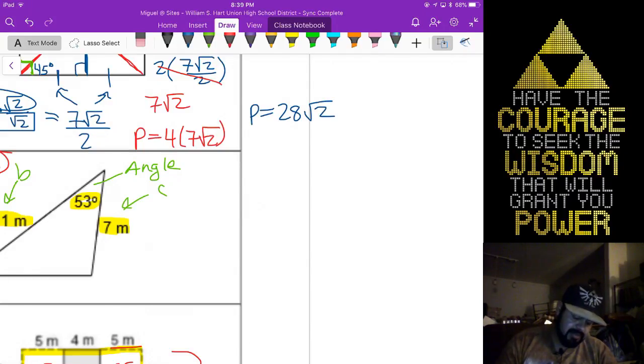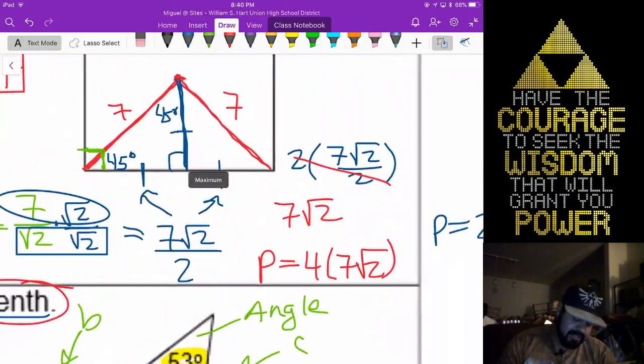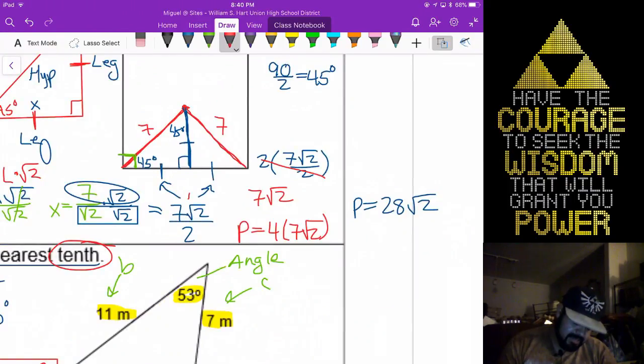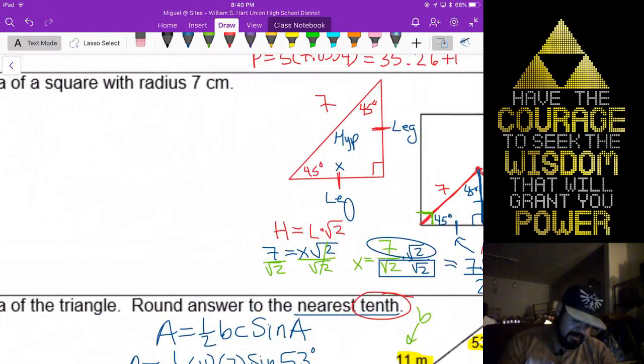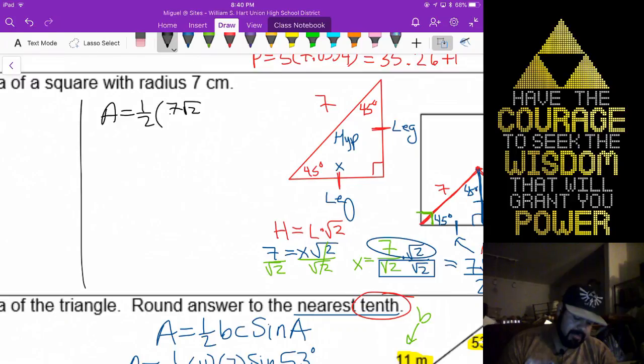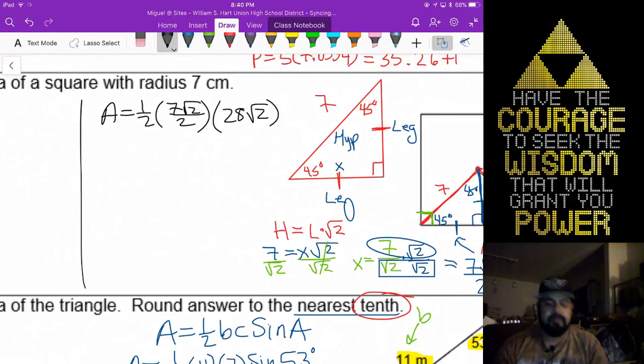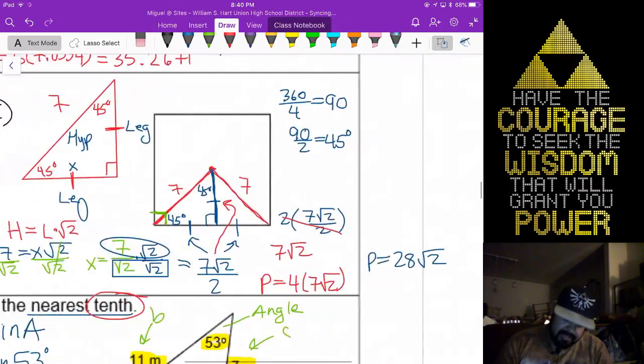We have my perimeter. Do we have the apothem? Technically we do, because remember those sides are equal. So that means that this is also 7 rad 2, all over 2. So, back to the math. Area equals 1/2 times 7 rad 2 over 2 times 28 rad 2. Let me make sure I wrote that down right. Yep.